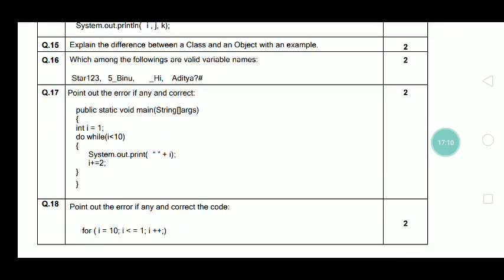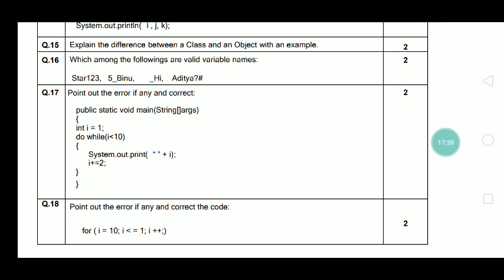Next comes question number 17. Point out the error, if any, and correct it. public static void main(String args[]), int i = 1; do while i < 10, System.out.print within that, " " + i, next i += 2.